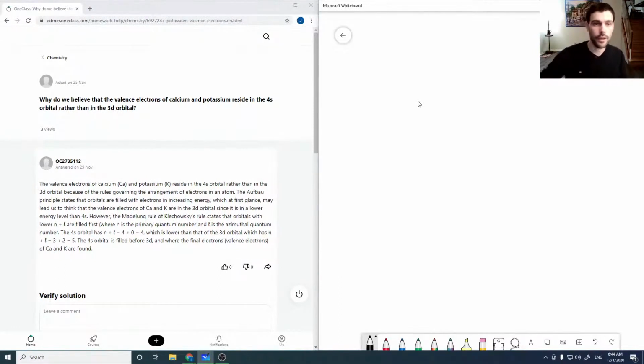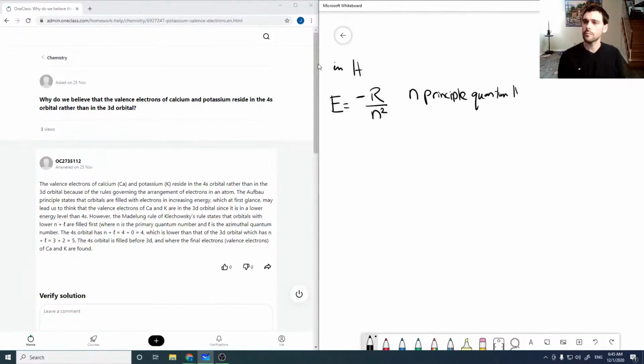So why do we believe that the valence electrons of calcium and potassium reside in the 4s orbital rather than in the 3d orbital? Just as a reminder, for H, our energy levels are given by minus R over n squared. And n here is our principal quantum number, and it ranges from 1 up. Those are the values that n takes. They're all integer and non-zero.